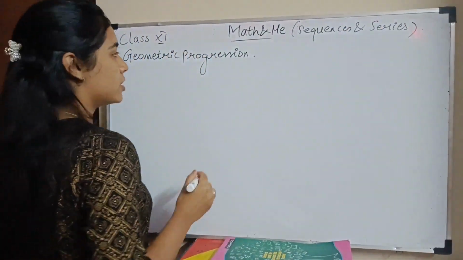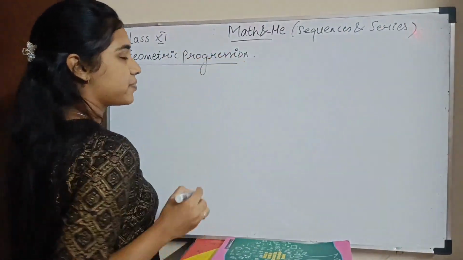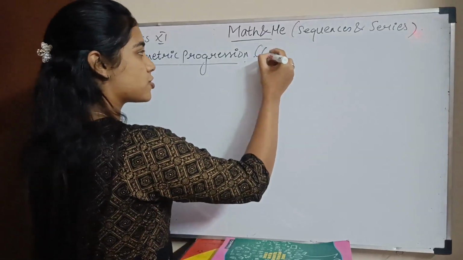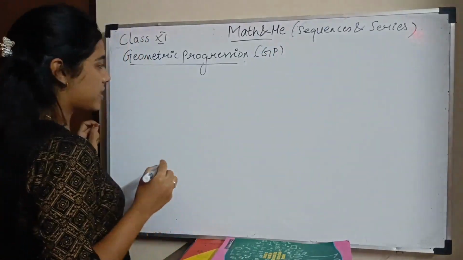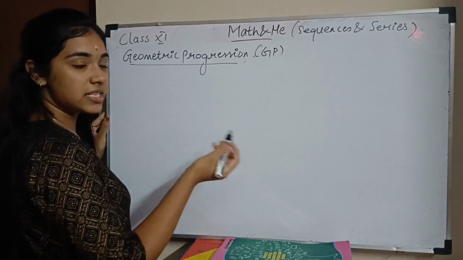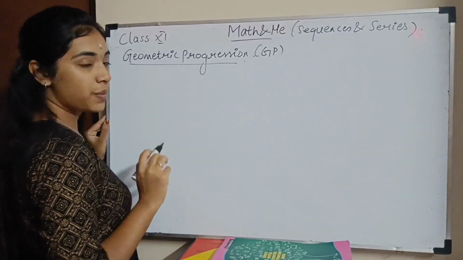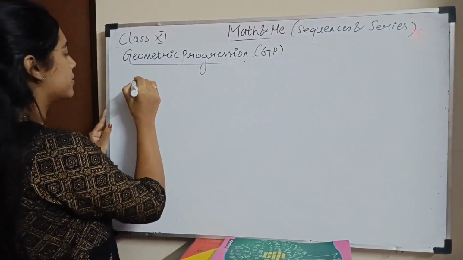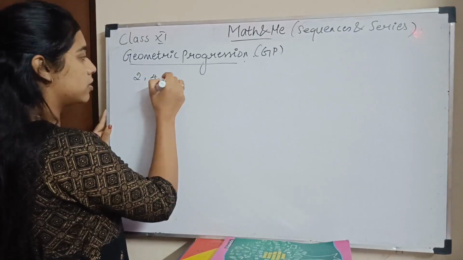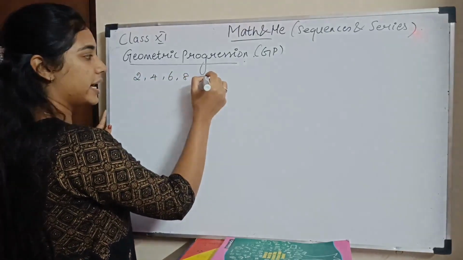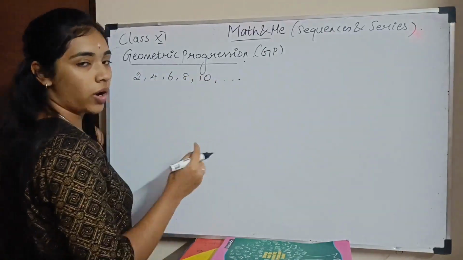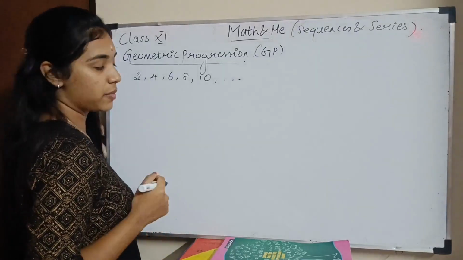Okay. So what is a geometric progression? This is also called the GP. For example, when you have a sequence of numbers, for example, 2, 4, 6, 8, 10 and so on. So it's an infinite sequence.